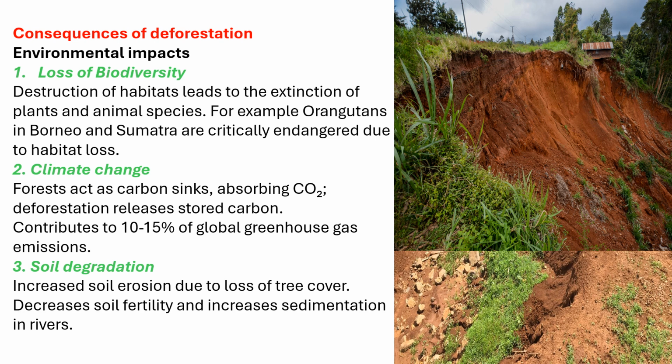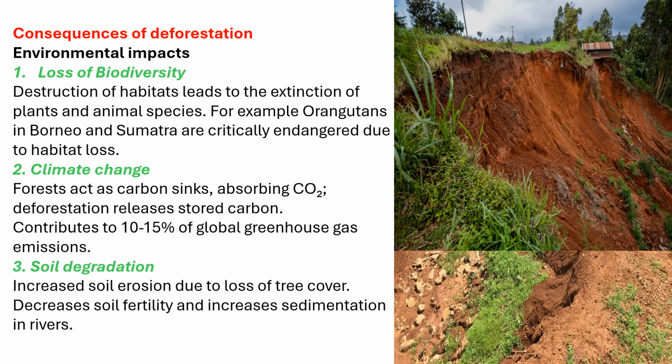So what are the consequences of deforestation? As we all know, plants play a very critical role on planet Earth, and that's why we are living here on Earth. For example, plants use carbon dioxide in the process of photosynthesis, and they give out oxygen. And we humans use oxygen in the process of breathing. We breathe in oxygen, we give out carbon dioxide. So let's look at the environmental impacts of deforestation.